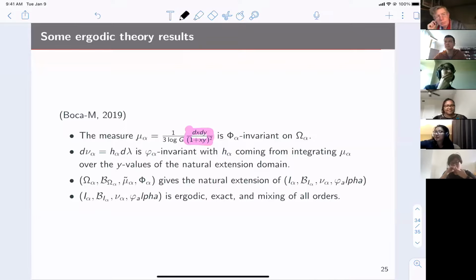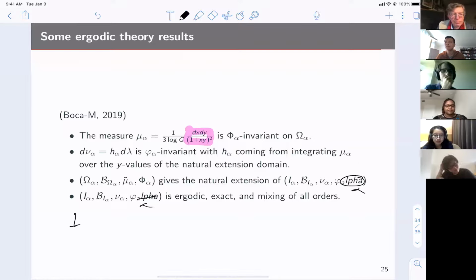Ooh, that's a typo, but right? We've proved this is in fact a natural extension. Even though it's a standard construction, you do have to prove that. And again, this should be an alpha. We get that the map we started with is ergodic, exact, mixing of all orders. So we do get a lot of these kind of classic results.